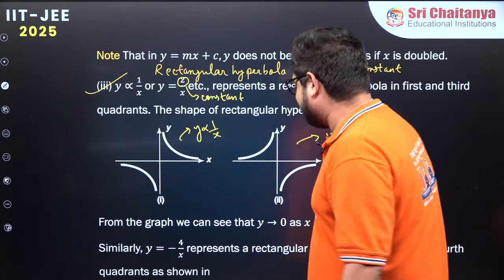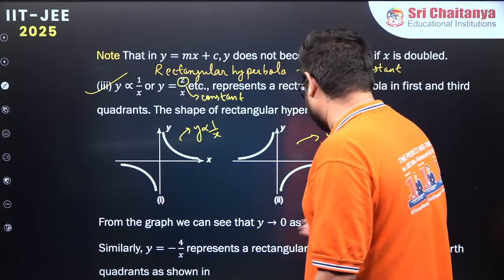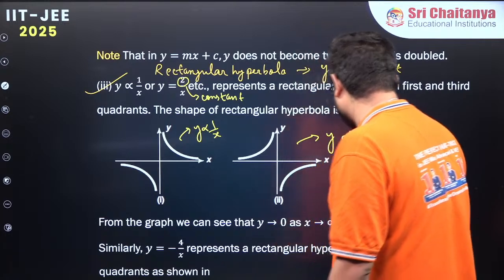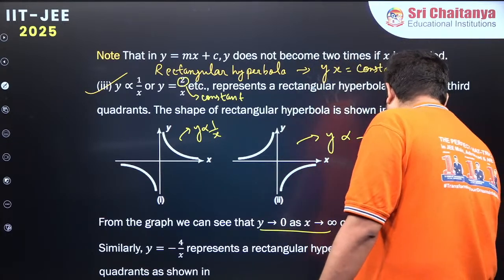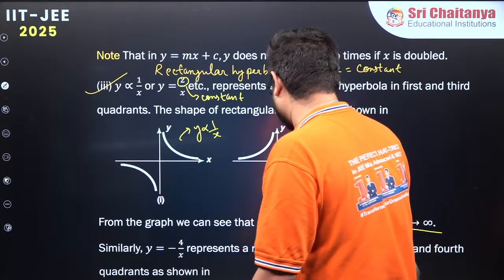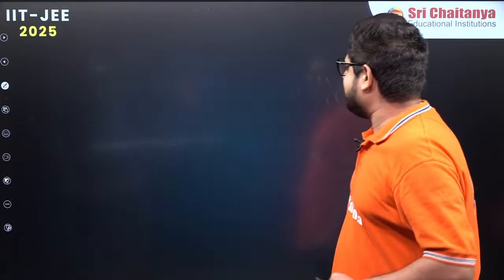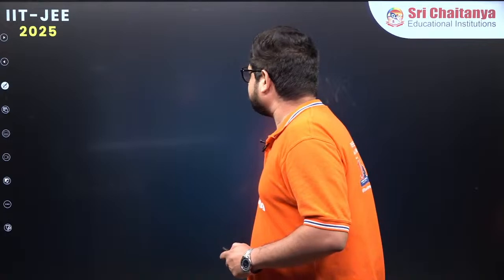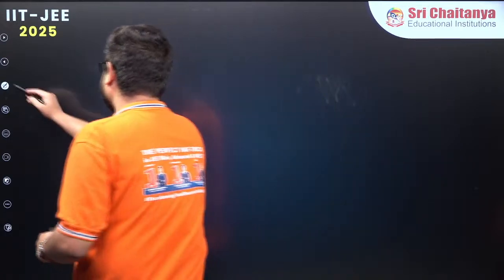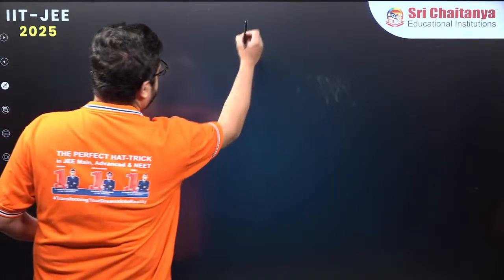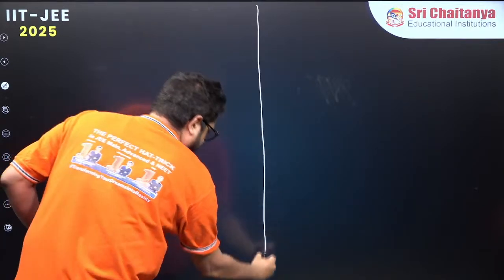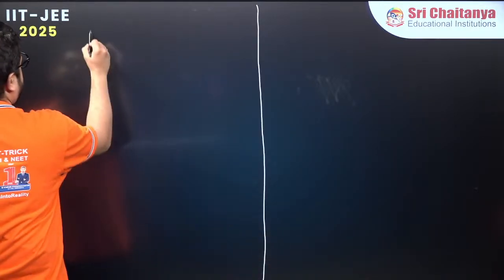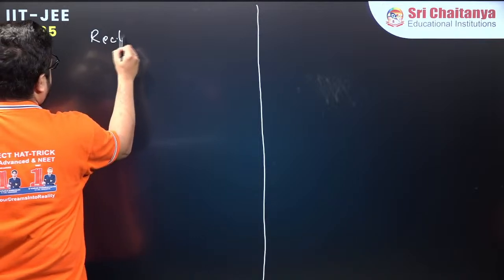The next thing we have to know is the same thing. From the graph we can see that y tends to 0 as x tends to infinity, or x tends to 0 and y tends to infinity. Now the main thing I will be mentioning is an example of inverse proportionality based upon the concept which we learnt a few minutes back. We are dealing with rectangular hyperbolas.